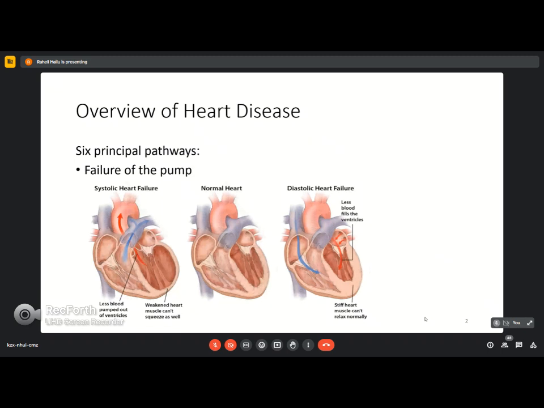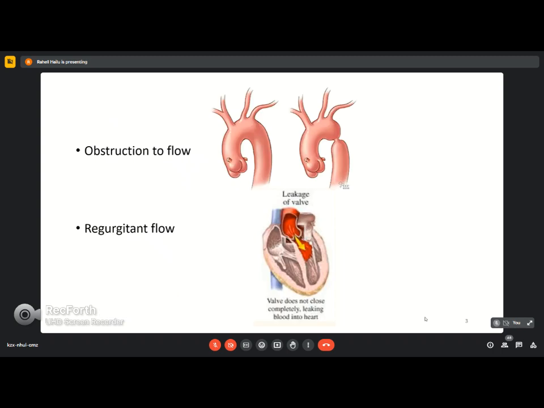There would be a kind of stiff heart muscle, which results in a diastolic pump failure, and then a systolic pump failure is the inability to push it out. Diastolic is failure to accept, and systolic is failure to push out. These are the two distinct pump abnormalities we expect. Another abnormality in the heart that we see is obstruction to flow.